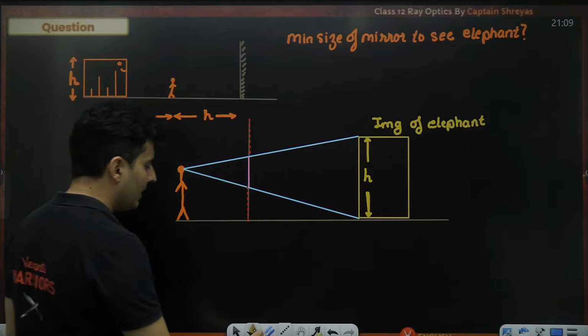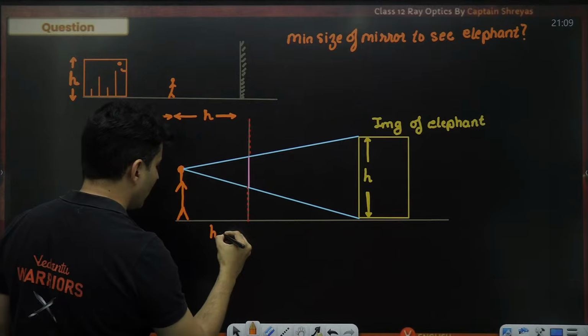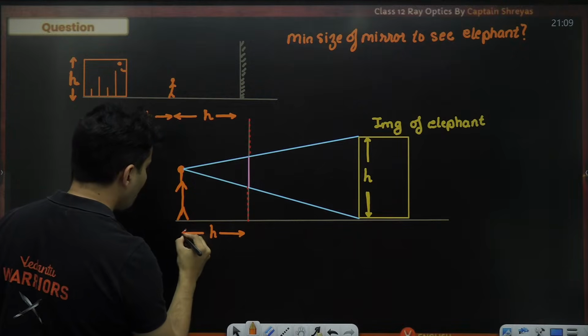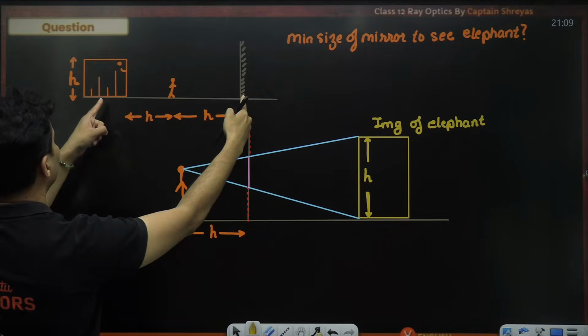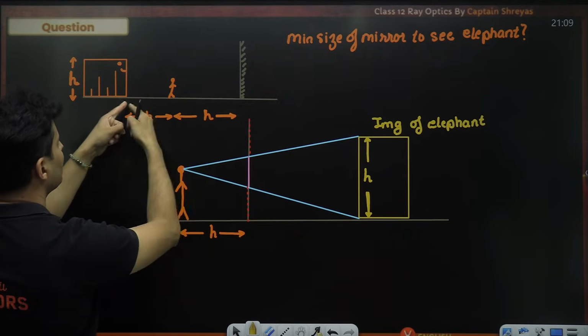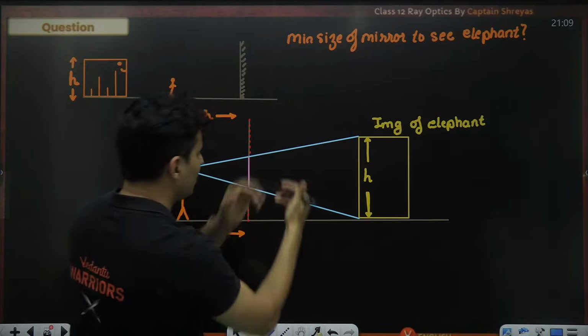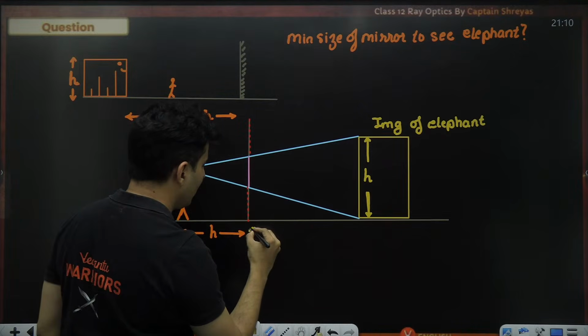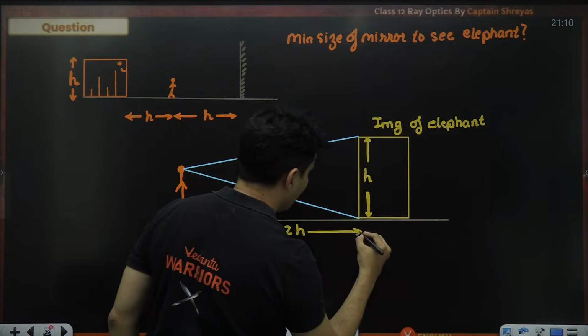But bear in mind certain things. This much is H. Where is the elephant going to be? Do not forget, the elephant was actually at a distance of 2H. So the image of the elephant behind the mirror will also be at a distance of 2H.